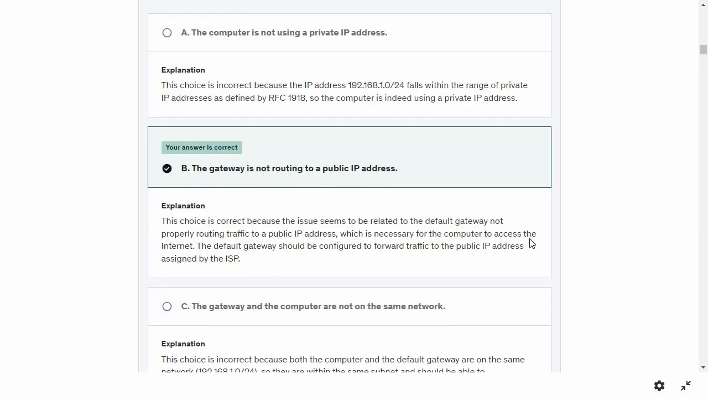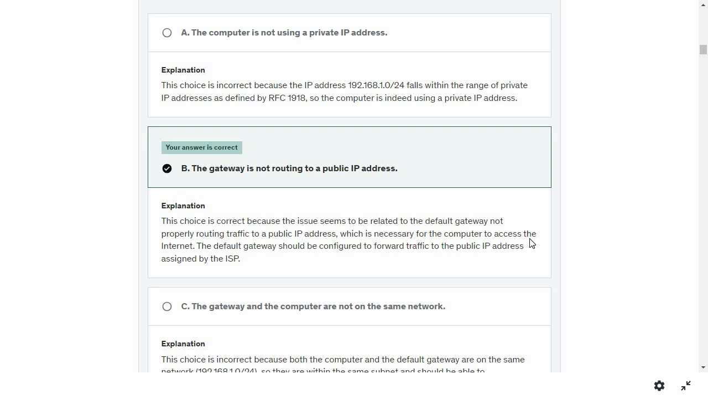Question number 3, explanation. Answer number 1. The computer is not using a private IP address. This choice is incorrect because the IP address 192.168.1.0/24 falls within the range of private IP addresses as defined by RFC 1918. So the computer is indeed using a private IP address. So this is not the correct answer for the scenario.